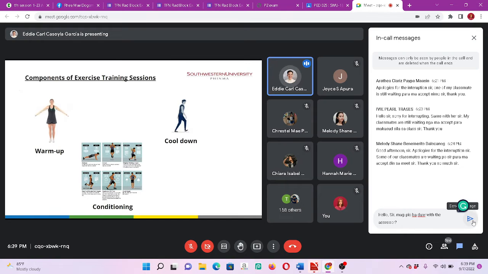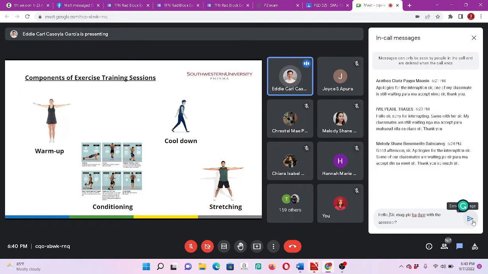Okay, so cool down, that's the third component. Again, the last one would be stretching. So stretching is very important also in the components of exercise training sessions, because while doing the stretching, we can avoid any muscle cramps while we perform exercise. So we need to do stretching to avoid any cramps, for example.